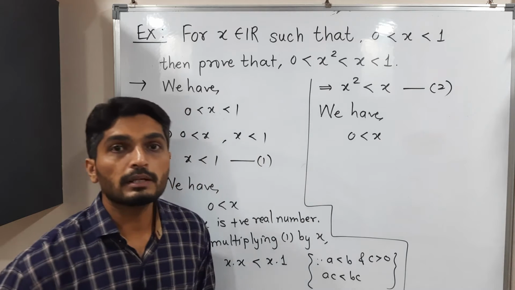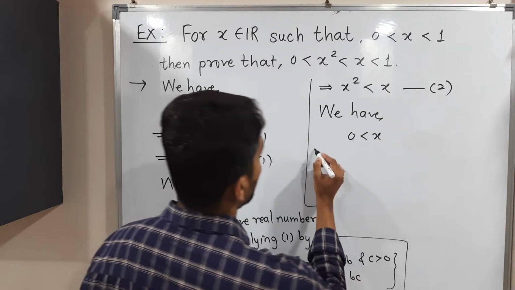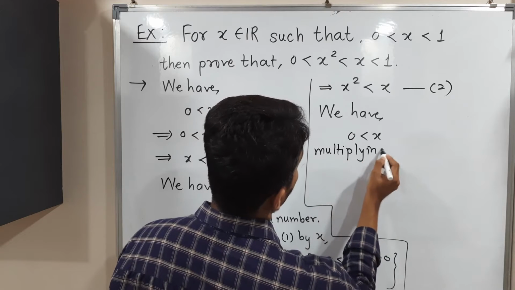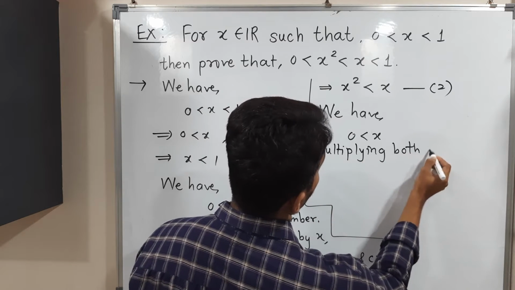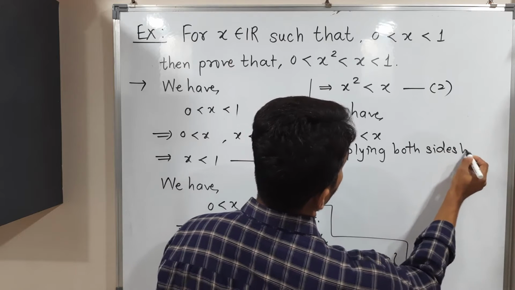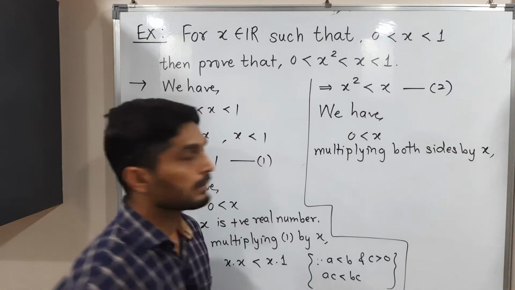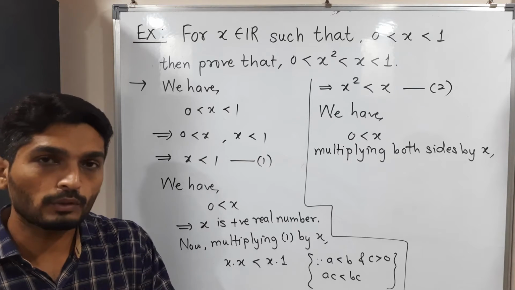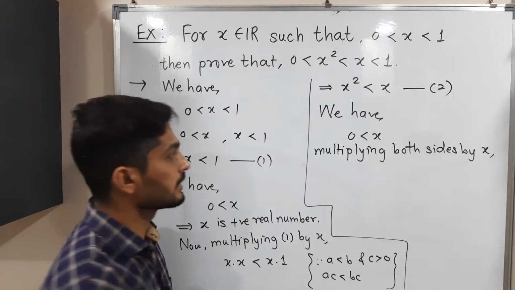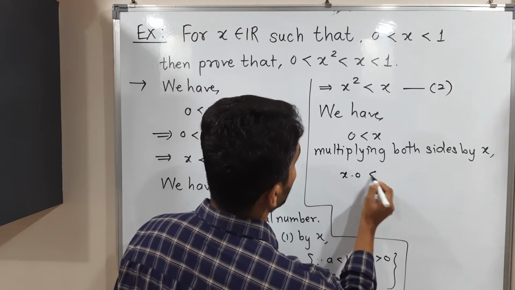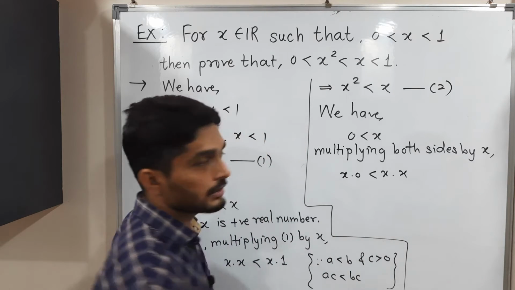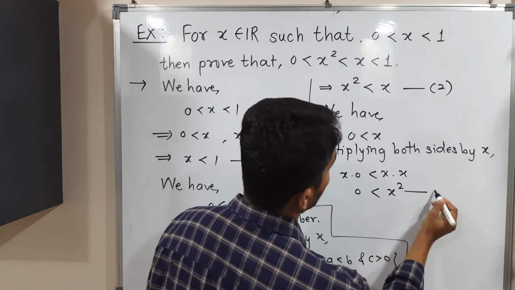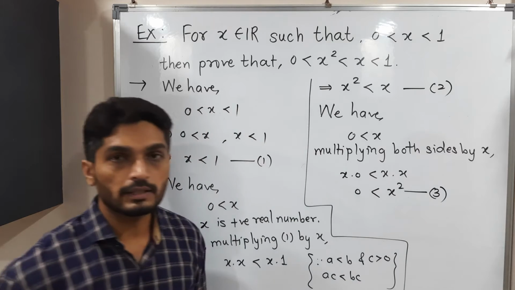Here also I will multiply both sides by x. If you multiply both sides by x, what will happen? Same thing I am doing here. x is a positive real number, so we will have the same inequality. So x into 0 < x into x. 0 into anything, you know that it is 0. And x into x, we will have x². So I will call it inequality number 3.